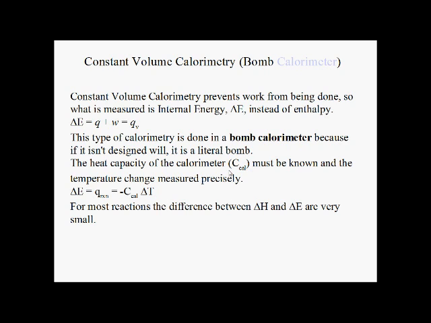With bomb calorimeters it's usually easiest to measure the heat capacity of the whole calorimeter. So we take the heat capacity of the whole calorimeter with whatever constants it has, multiply by the change in temperature, and that gives us our heat absorbed by the calorimeter, the negative of the reaction. And for most reactions, the difference between our enthalpy and our internal energy is very small. So if we're not being extremely precise, we can estimate our enthalpy as being our internal energy.